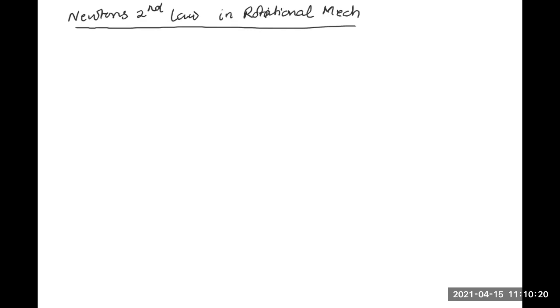So this is not very difficult. Okay. Follow me very carefully. So when we talk about translation, then the second law is F is equal to ma. Therefore, for the rotation, second law must be torque is equal to I alpha.